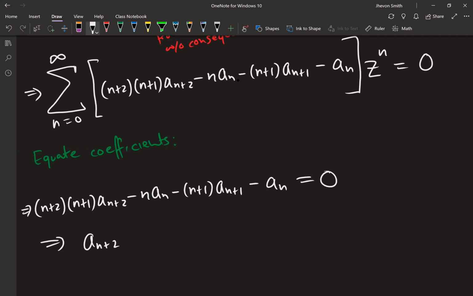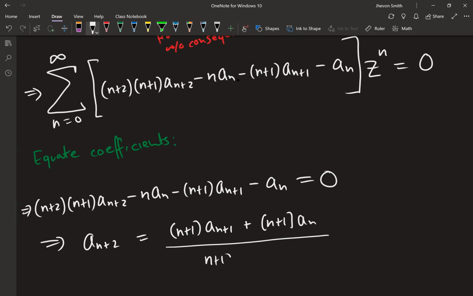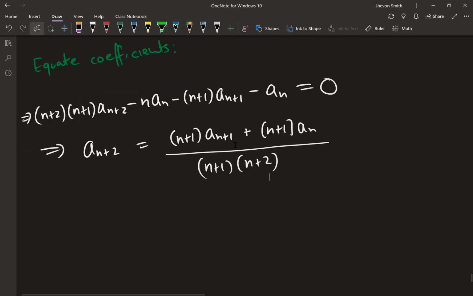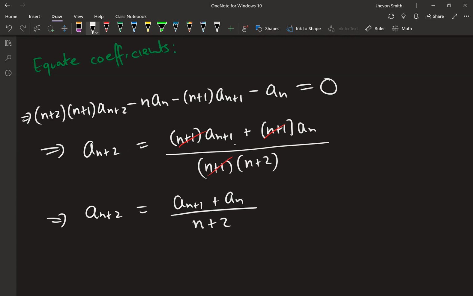Solve for the a n plus 2. Moving this over, I would have n plus 1, a n plus 1, plus n plus 1, a n, over n plus 1 times n plus 2. The n plus 1 is a common term. I can factor it from the top and cancel it. So I would have a n plus 2 equals a n plus 1 plus a n over n plus 2. That's our recursion formula.